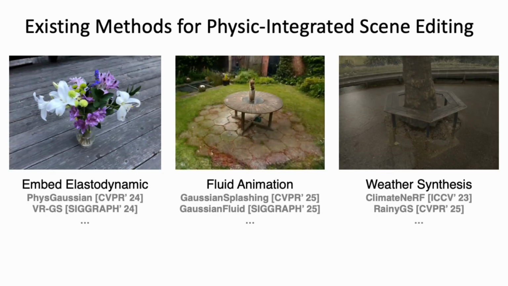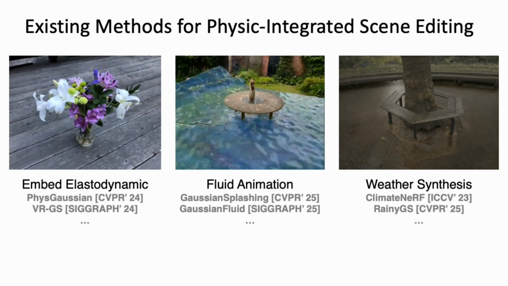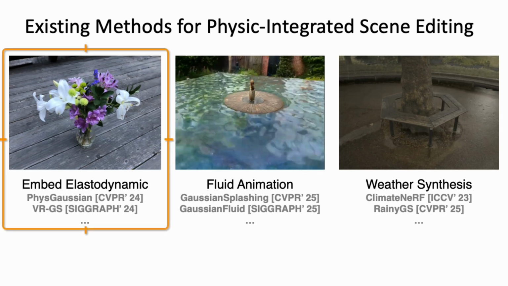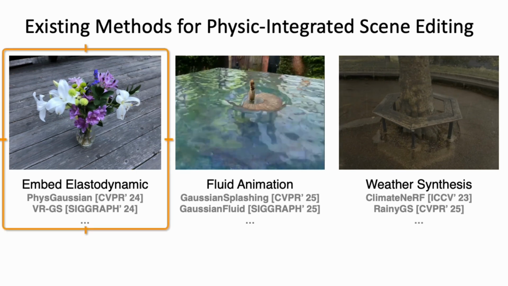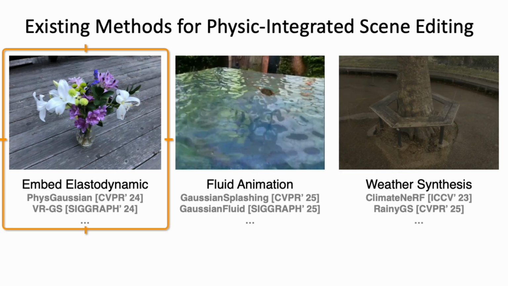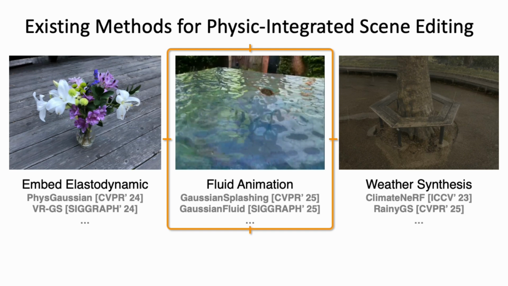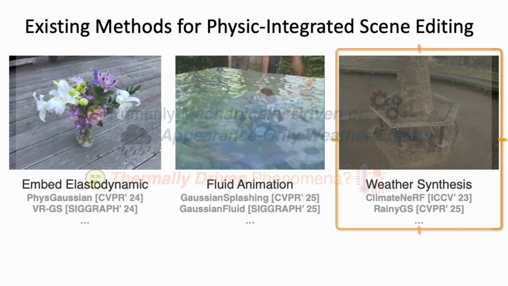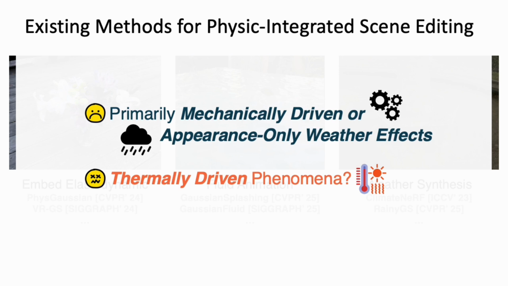Recent studies have integrated physical simulators into neural rendering frameworks. Some approaches embed elastodynamic models into 3D Gaussian splatting to model mechanical dynamics while preserving rendering realism. Beyond elasticity, other works unify position-based dynamics with 3D GS for fluid animation. Besides, some methods synthesize environmental effects such as rainfall and snow within neural rendering frameworks. However, these efforts mainly focus on mechanically driven or purely appearance-level weather visual effects.